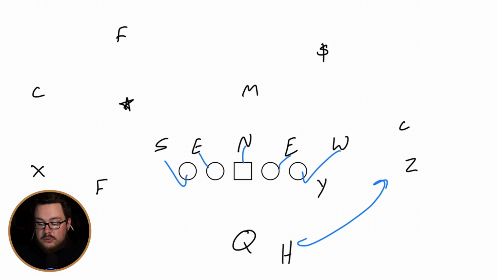So what a traditional sim pressure would look like, again, the idea is we don't want to sacrifice the integrity of the coverage, but we want to try and get a free rusher. So what a defense might do here is call both defensive ends through the B gaps, slant the nose one way, and bring the mic the other way.